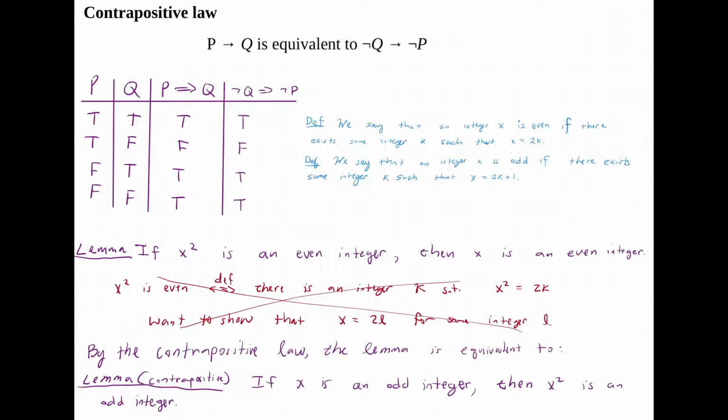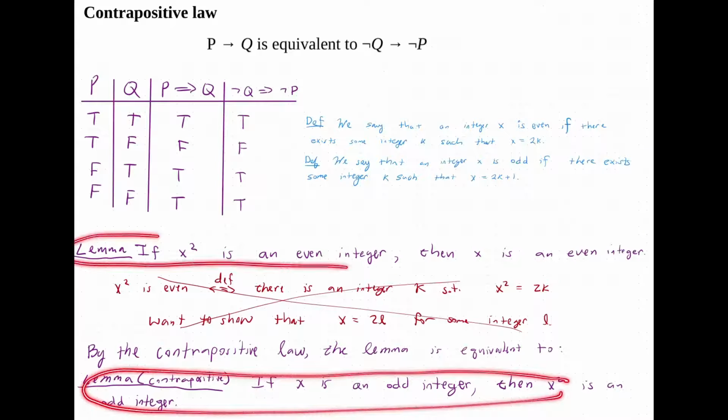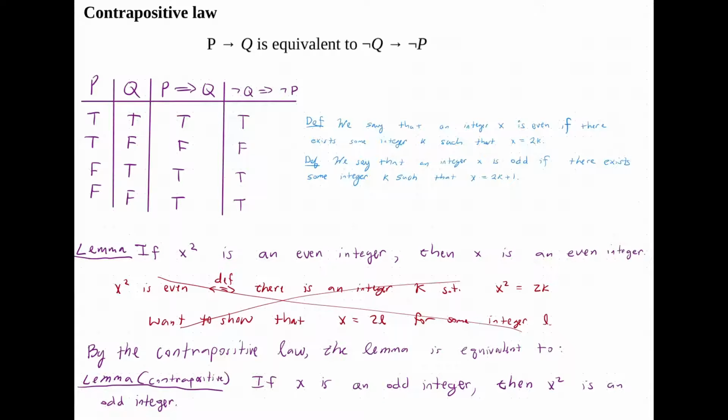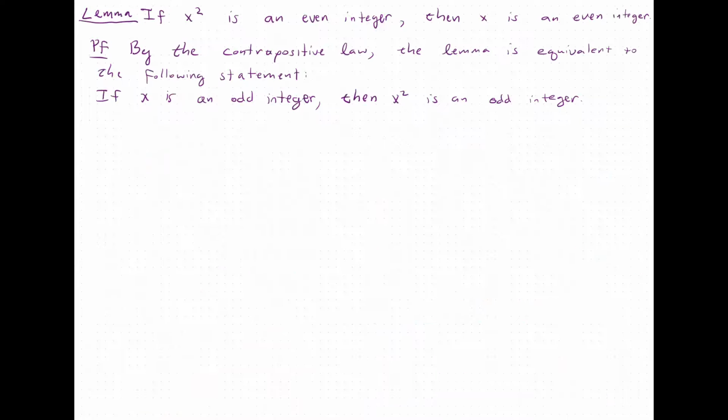And now this statement here is equivalent by the contrapositive law to what we wanted to prove. And so that's what we are going to do. Here is just a restatement, a rephrasing. By the contrapositive law, the lemma is equivalent to the statement: if x is an odd integer, then x squared is an odd integer. And so it suffices to prove this statement.